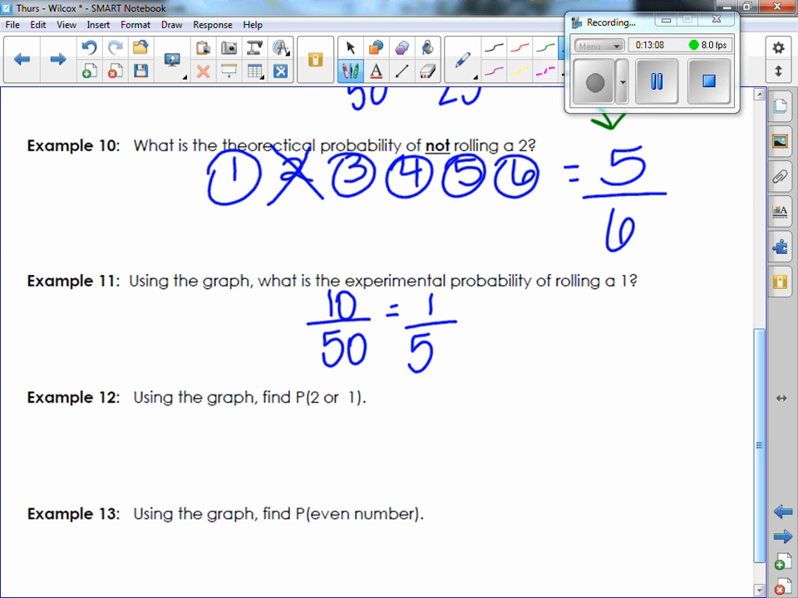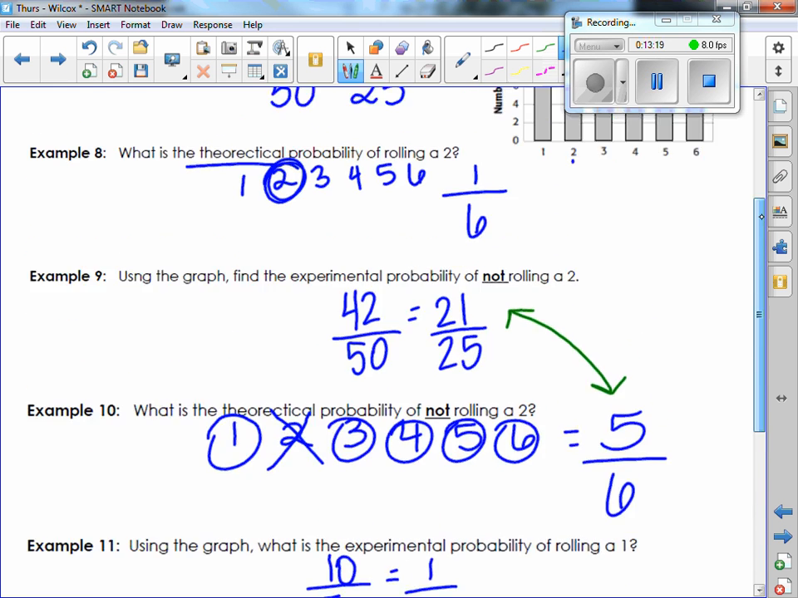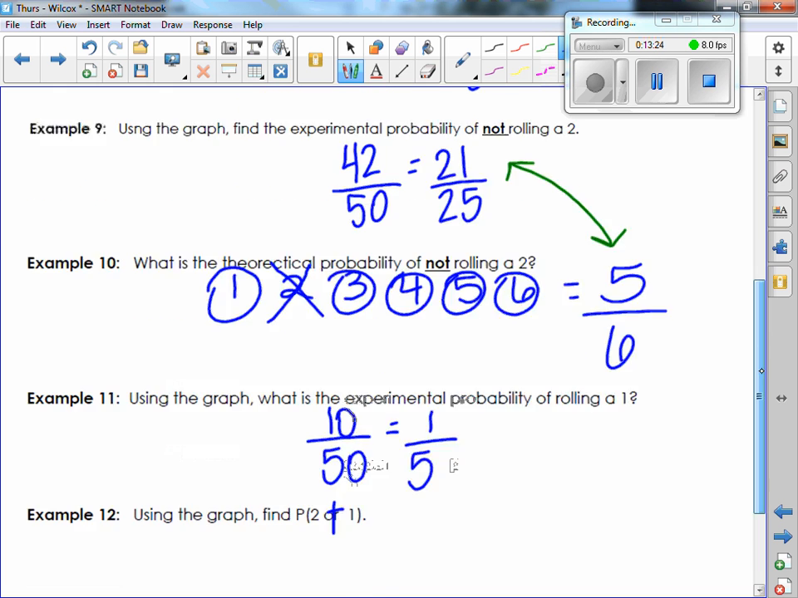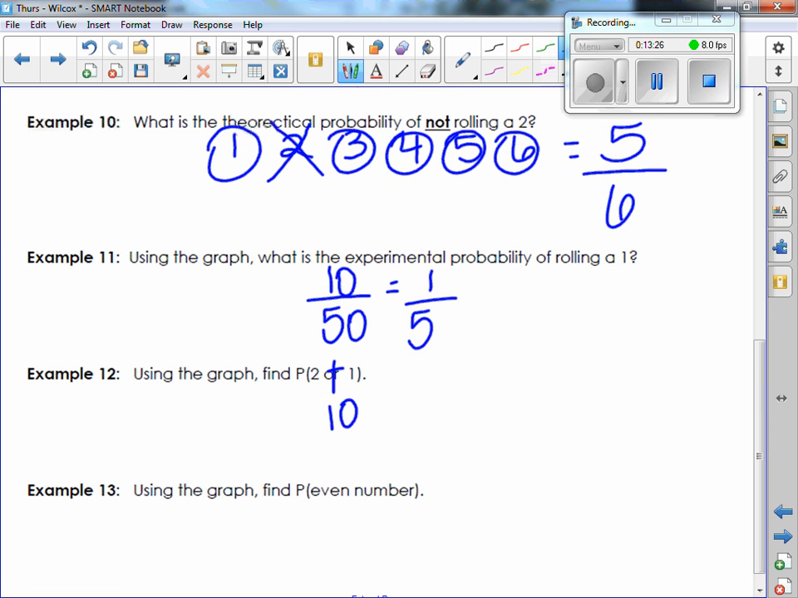Using the graph, find the probability of 2 or 1. So in math, that or means to add. So the probability of a 2, well, we had how many 2s? 8. 10 1s. So 10 plus 8 is 18. So I'll take either one, a 2 or a 1, out of the 50 times total, and then simplify that down. 18 divided by 2 is 9. 50 divided by 2 is 25. And that cannot be simplified any further.